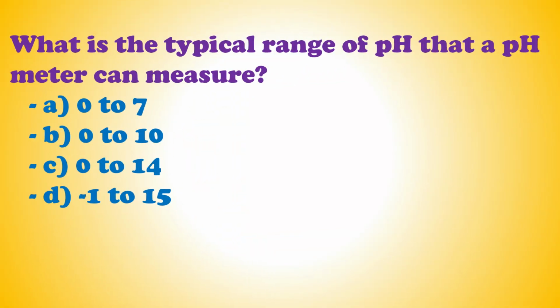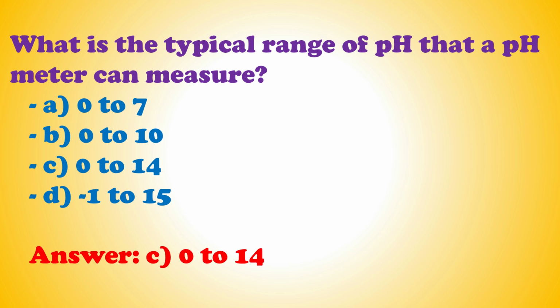What is the typical range of pH that a pH meter can measure? 0 to 7, or 0 to 10, or 0 to 14, or 0.1 to 15? What's your answer? Yes, you are correct. The answer is 0 to 14.